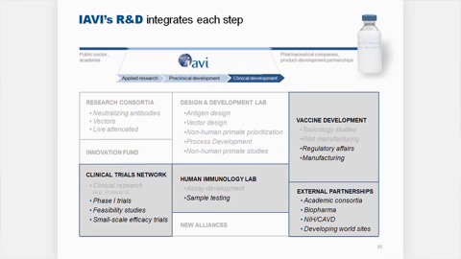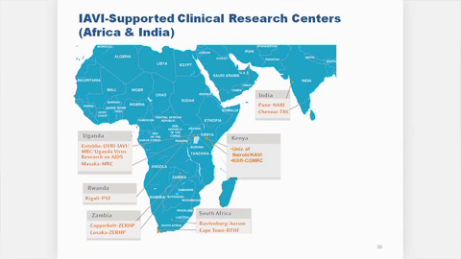Just looking at our clinical research centers, these are the ones that we fund directly. We've got 10 different centers throughout Africa. We collaborate with some in India. We're starting trials in the UK, 2 trials next year in the United Kingdom. We do trials in the United States. We've done about 30 trials to date on AIDS vaccines.